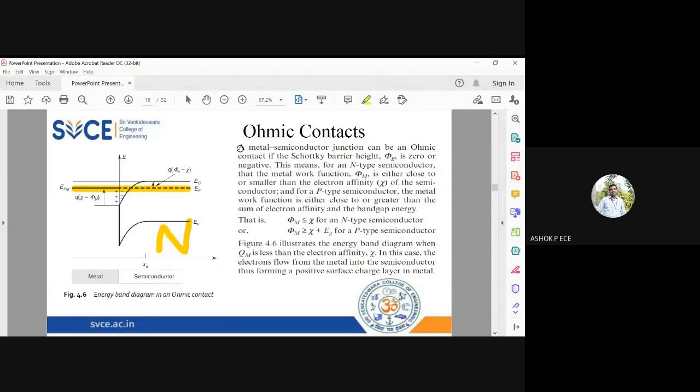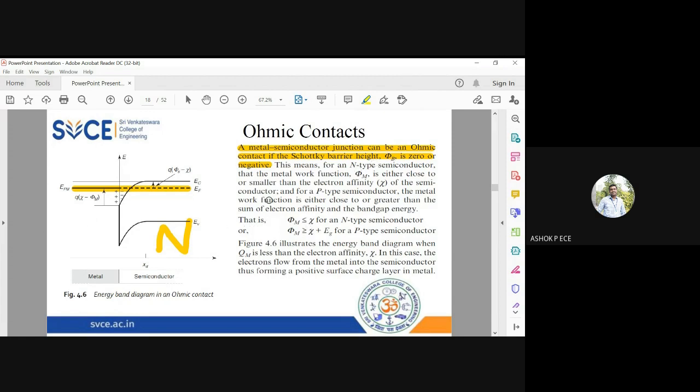So this is called a metal semiconductor junction. A special type of metal semiconductor junction is called an ohmic contact. So if the Schottky barrier height phi b is 0 or negative, there is no barrier height between the layers.